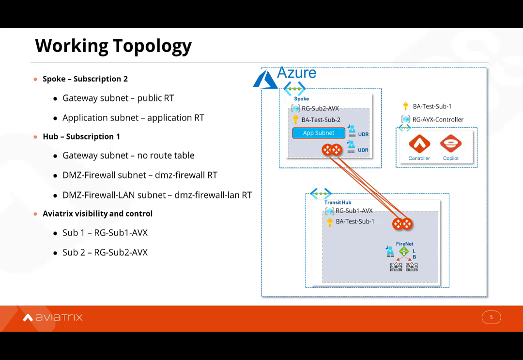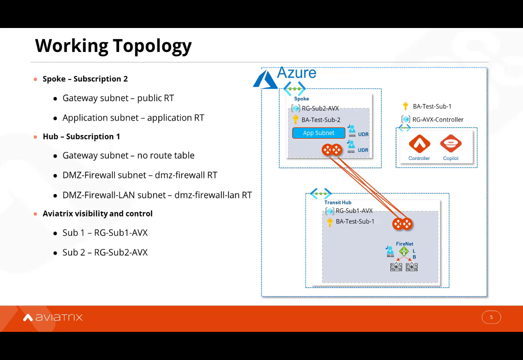Our topology consists of a hub and spoke architecture, with the hub, transit gateway, and firewalls deployed within the Aviatrix resource group within subscription 1. Our spoke consists of a spoke gateway with an application gateway and a route table, all deployed within the Aviatrix resource group for subscription 2. Aviatrix has visibility and control within each of these resource groups to automate the necessary UDRs within the application subnet and service chain the next-gen firewall as desired.